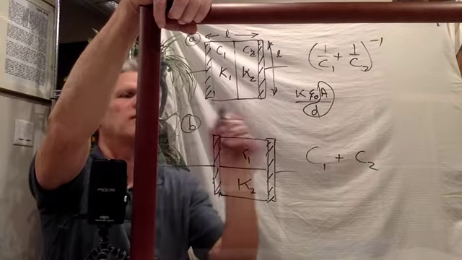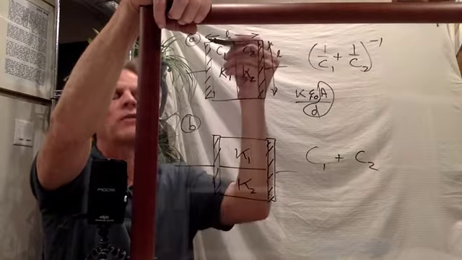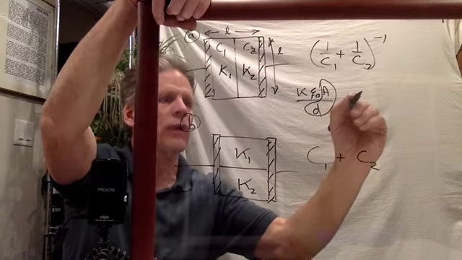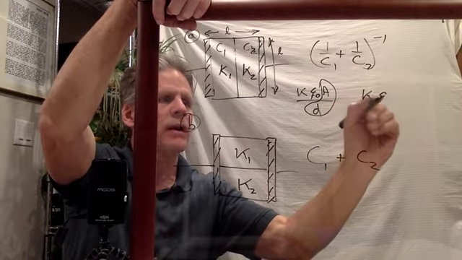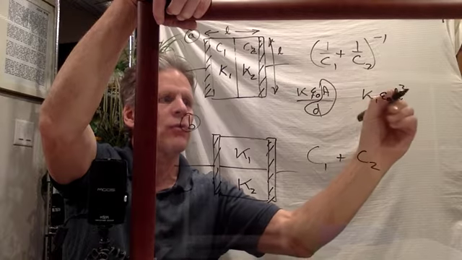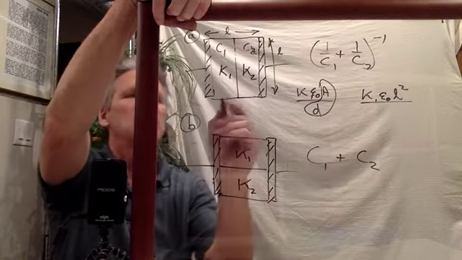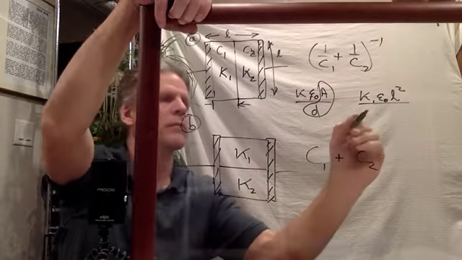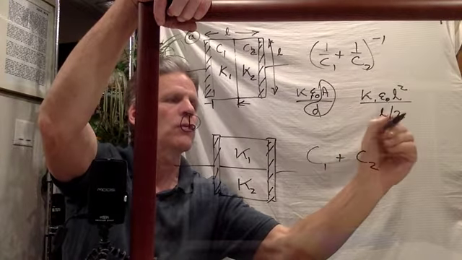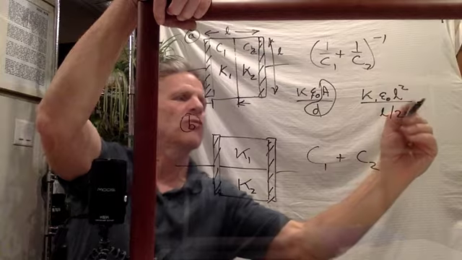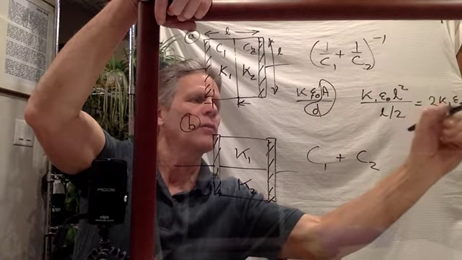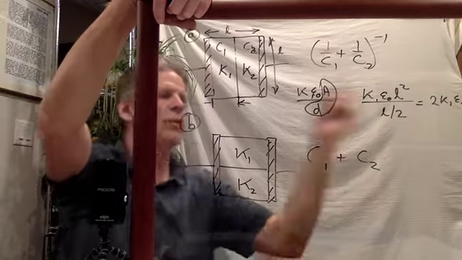So, what is the area of C1? Well, it's L by L, right? So my area is just L squared. So I have kappa 1 epsilon 0 L squared. What's my D? It is L over 2, just half this distance here. So what is that? That just equals 2 kappa 1 epsilon 0 L, and we're done.